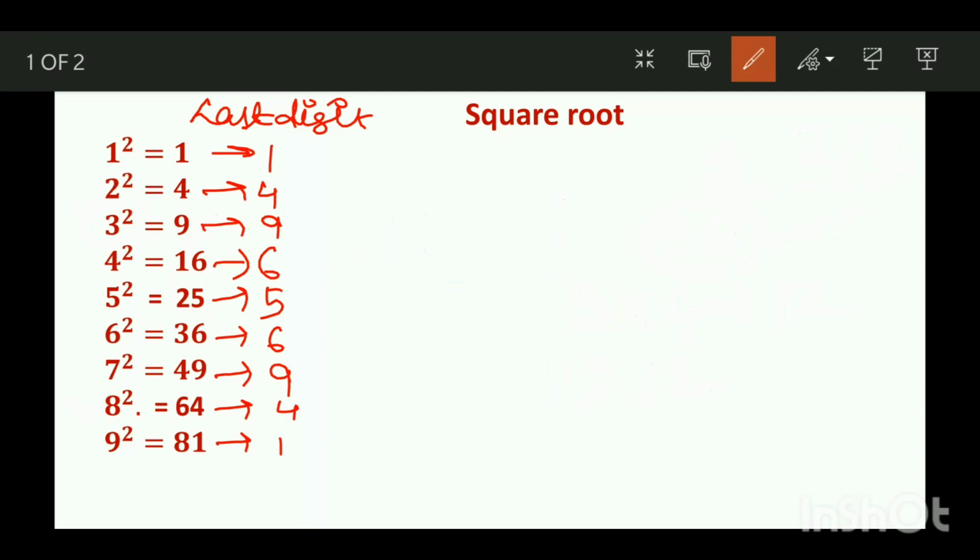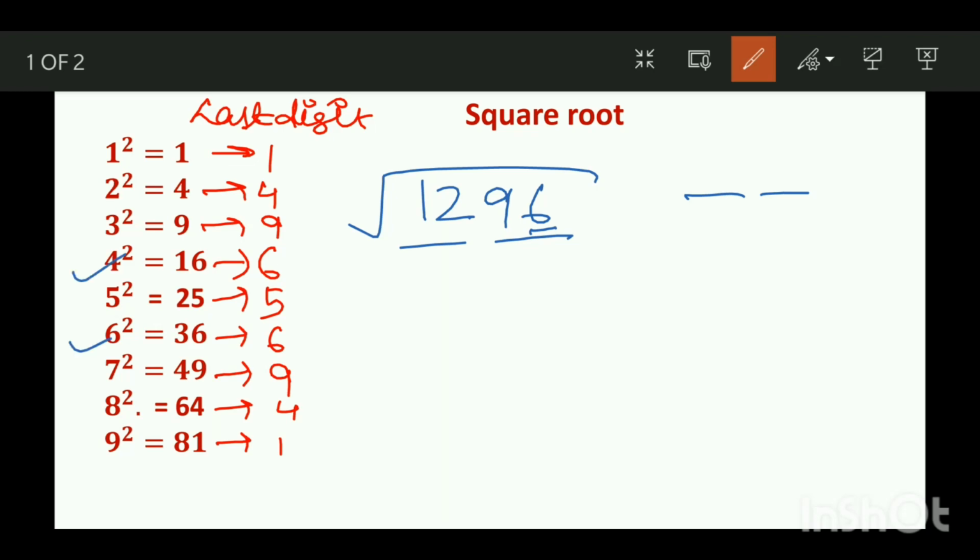Okay, let's take another example, like we have 1296. Now what to do? Same, we will pair this. So here will be 2 digits. Now 6 in the last digit. So for 4 square and for 6 square, we have 6 as the last digit. Okay, so here could be 4 or 6. Now we have to ignore this. Compare 12. So where will 12 fall? 12 will fall between 3 square and 4 square, means between 9 and 16.